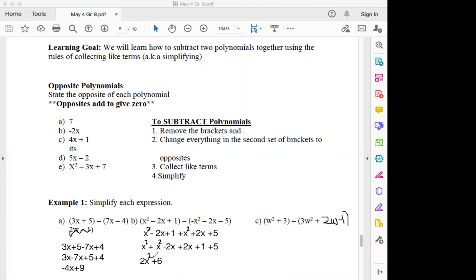So it's relatively easy. You just have to remember to switch the signs over from the second one. It's not much different than what we were doing before. So we're going to take it out of the brackets. Again, these are both positive. So you're going to have negative 3w squared minus 2w plus 1. So you're going to do the opposite.